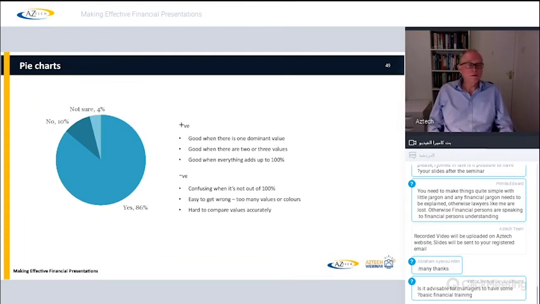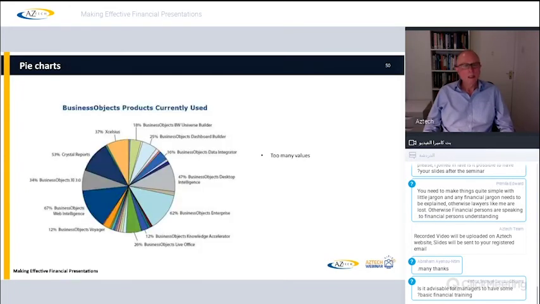Pie charts, very common in newspapers, very common in financial presentations. Very nice, very good when there's one dominant value. Quite helpful when there's only 2 or 3 values. Quite good when everything adds up to 100%. Very quickly gets very confusing though.